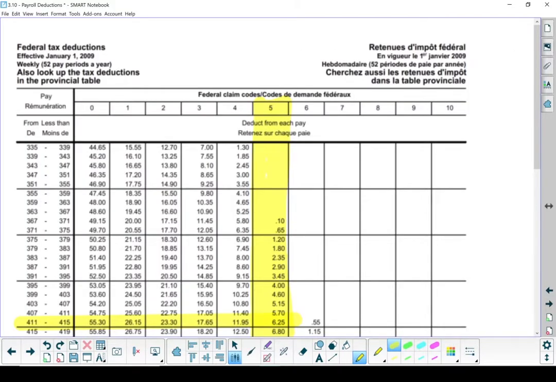Notice how when we look at those claim codes, as you go into a higher claim code, you actually start paying less and less and less tax. So this person that's up in claim code number 5 really isn't paying much tax at all, whereas the person in claim code 0, they're paying more.